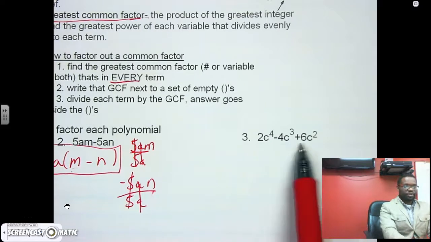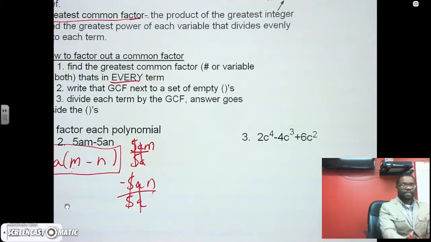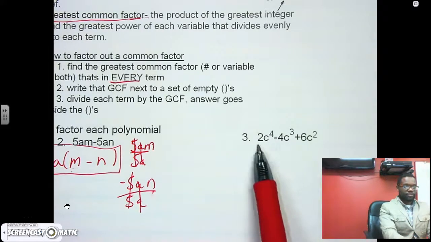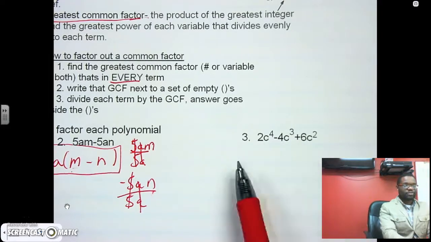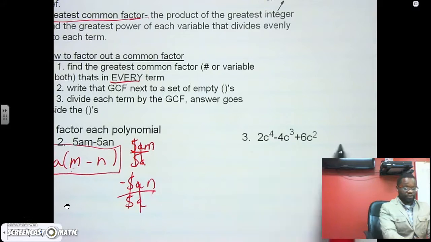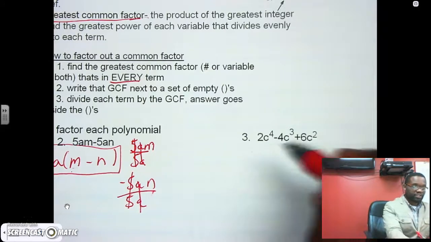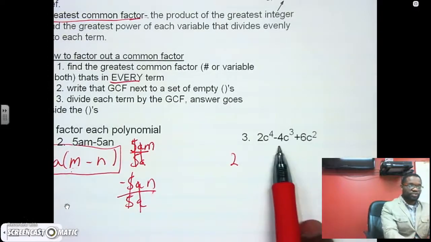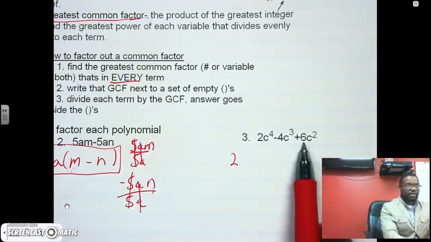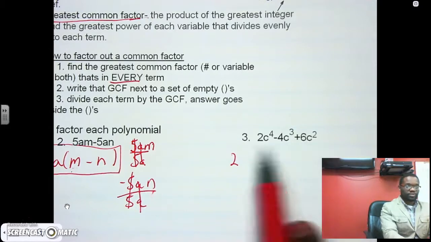Notice on number 2 I have 3 terms. That's no issue. The idea is, let's look at the numbers first. I have 2, negative 4, and 6. What is the biggest number that's in all 3 of those? As a multiple or as a factor, the answer is 2. Yes, there's 2 2's here. Yes, there's 2 times 3 here. But there's at least a 2 in each one of those.